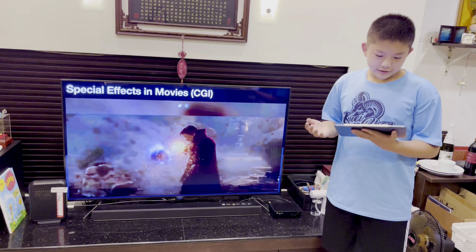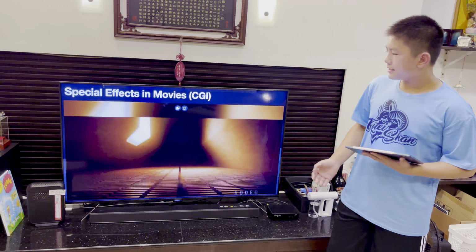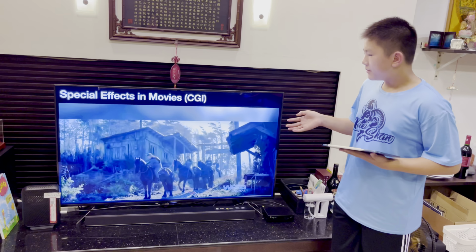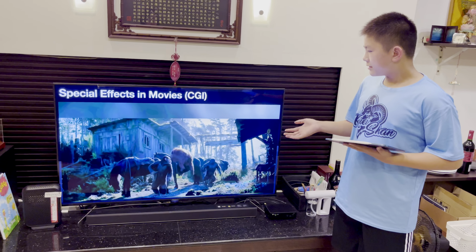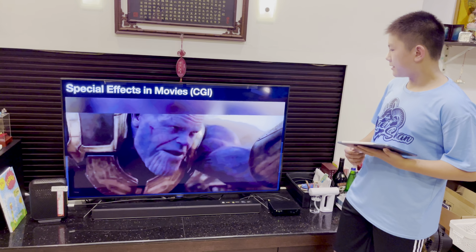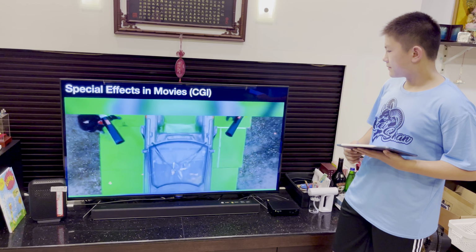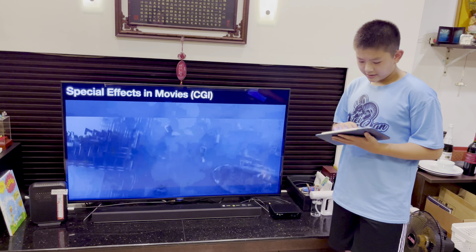And special effects in movies, such as CGI. And you can see things in movies that are green screens like this. Here is the comparison of CGI and non-CGI.